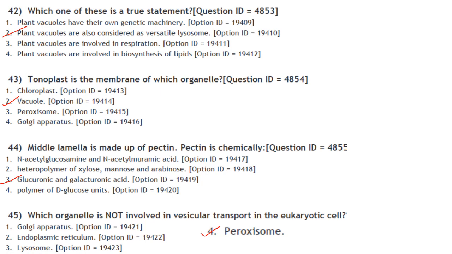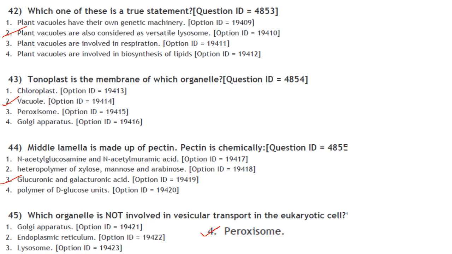Plant vacuoles have their own genetic machinery. No. Plant vacuoles are considered as versatile lysosome. Yes. Plant vacuoles are involved in respiration. No. Plant vacuoles are involved in biosynthesis of lipids. No. Then next one. Tonoplast is a membrane of which organelle? Of vacuole. Answer is option 2.